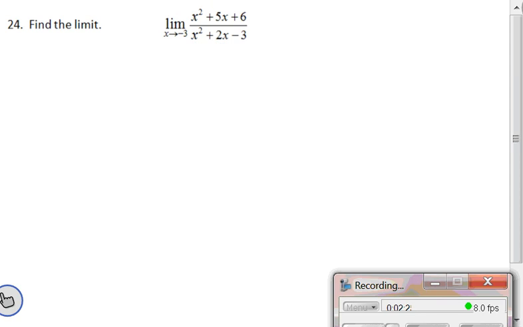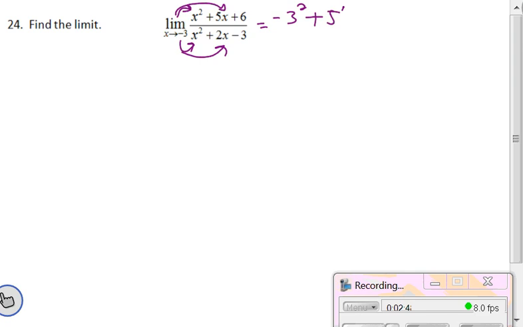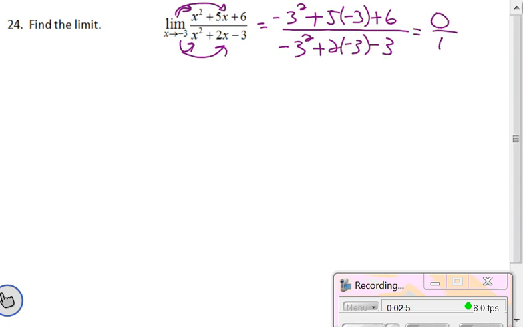Okay, so 24 is a similar question. All right, so this is going to be just like the last one. Always try direct substitution when doing limits. I'm going to save you the time, but when you plug this in, you're going to get something similar to the last problem. If you plug the -3 into the top, you get -3 squared plus 5 times -3 plus 6. And do it on the bottom, 2 times -3 minus 3. Anyway, you get 0 over 0.